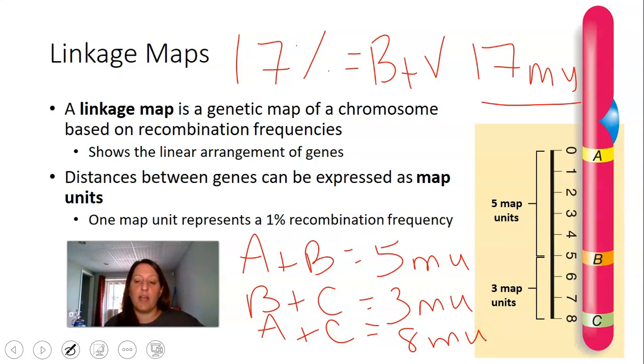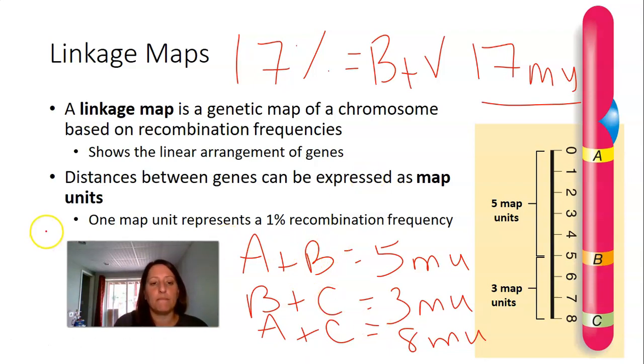And then you can add in another gene. You can figure out the recombination frequency between the C gene and that gene, the B gene and that gene, the A gene and that gene. And then you can figure out where that gene fits in relation to all 3 of those genes. So again, you can figure out the linear order of genes on a chromosome if you know the recombination frequency between those genes.